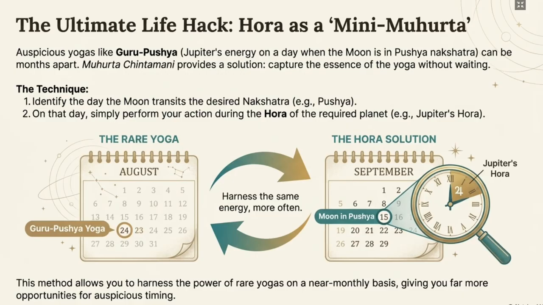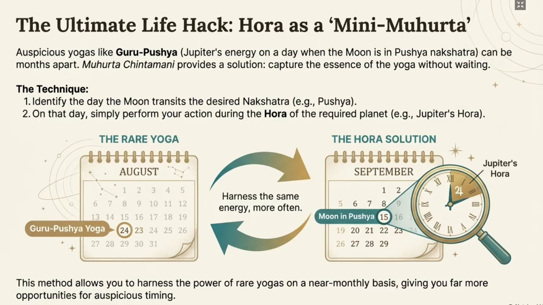Maybe it has just passed away. That Guru Pushya Nakshatra has just passed away. So what you can do is see when the next time the moon is in Pushya Nakshatra, and you choose the Hora of Jupiter.